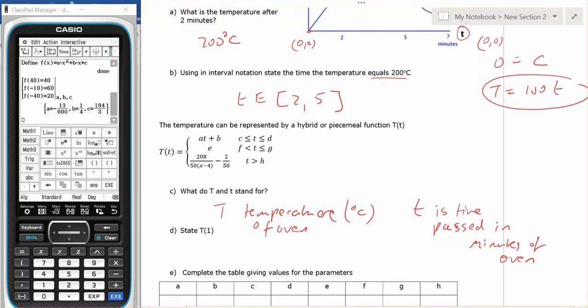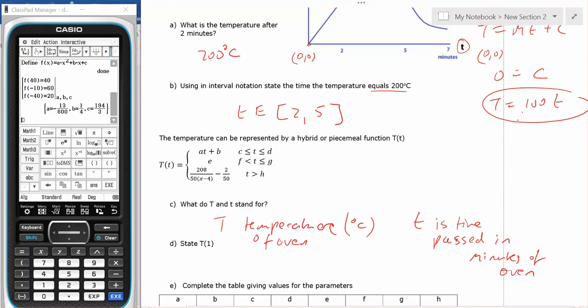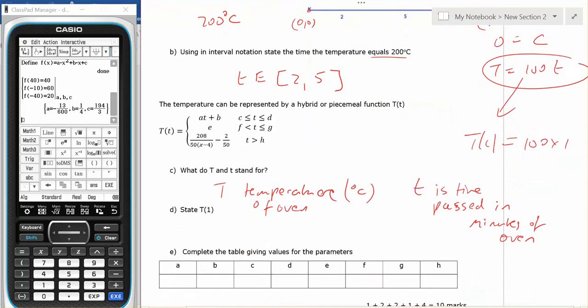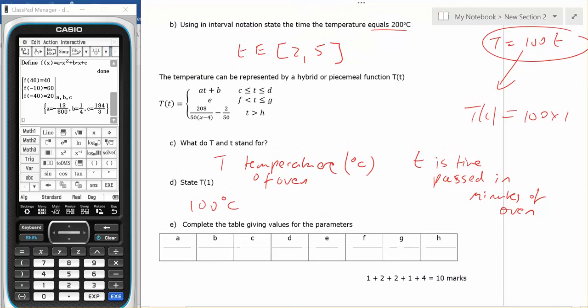Okay, so T of 1 would be very simple because I've already figured out the linear equation. T of 1 would equal 100 times 1. Okay, so it would be just 100 degrees Celsius. Okay, so we need to complete the table. Now we've already found the first equation. I know that A is 100. Now B is 0, because the c value is 0.